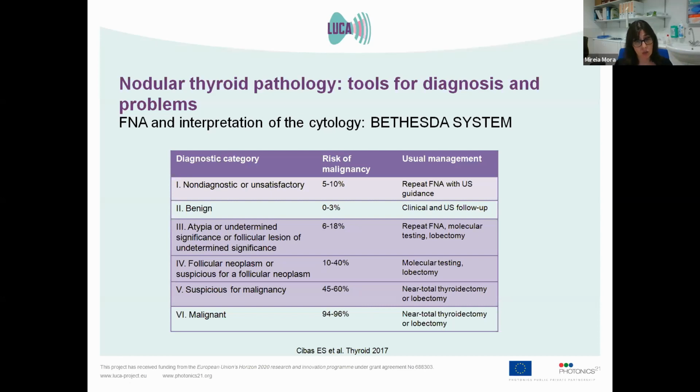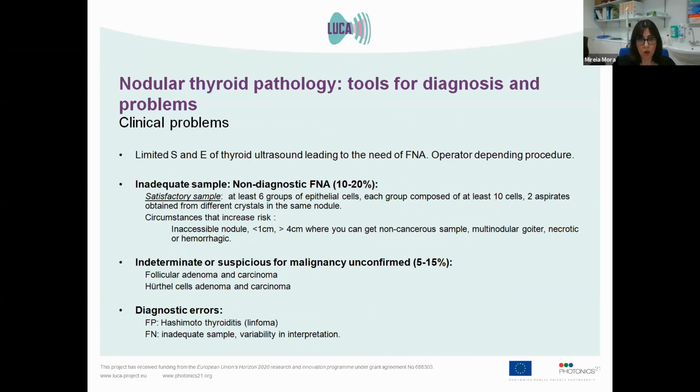Bethesda 5 is associated to a higher risk of malignancy, and finally Bethesda 6. So this is the scenario that we have more or less nowadays.